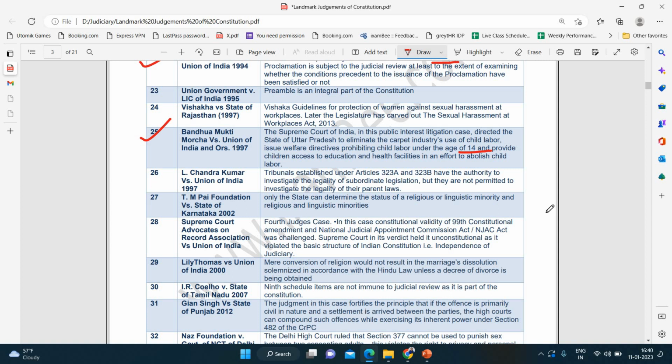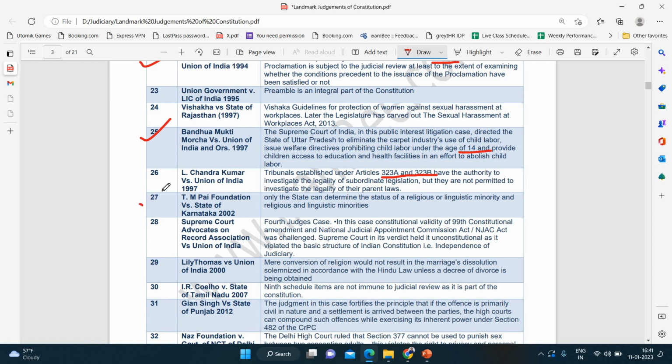The next case is L. Chandra Kumar versus Union of India, and it was with respect to the tribunals. Tribunals established under Article 323A and 323B have the authority to investigate the legality of subordinate legislation, but they are not permitted to investigate the legality of their parent law.